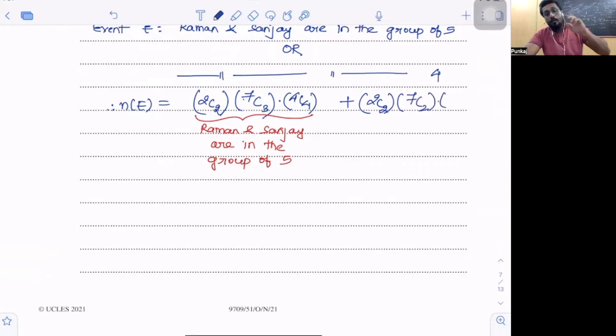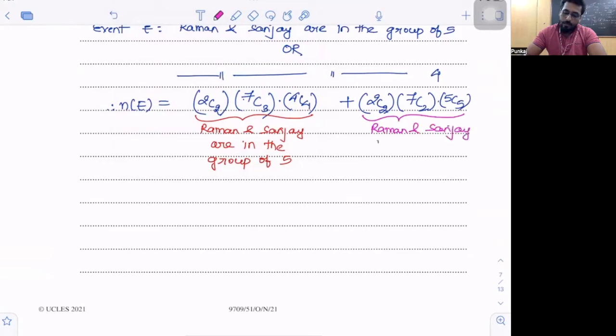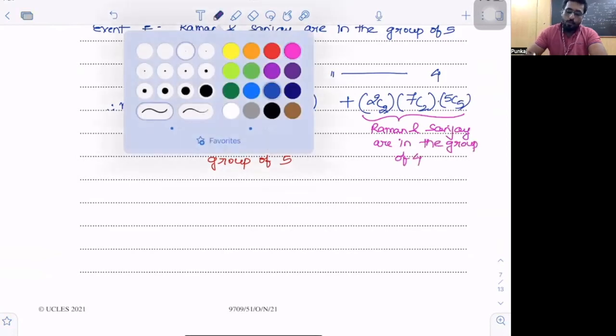And now the group of 5 is left and 5 people are left, right? Raman and Sanjay in the group of 4: out of 7 members left, 2 more people are selected for this group of 4. So 4 people are done. Now, how many places are left? 5 places left for the second group and 5 members are there, so it can be done in 5C5 ways. So this second arrangement is where Raman and Sanjay are in the group of 4. So what do I get?